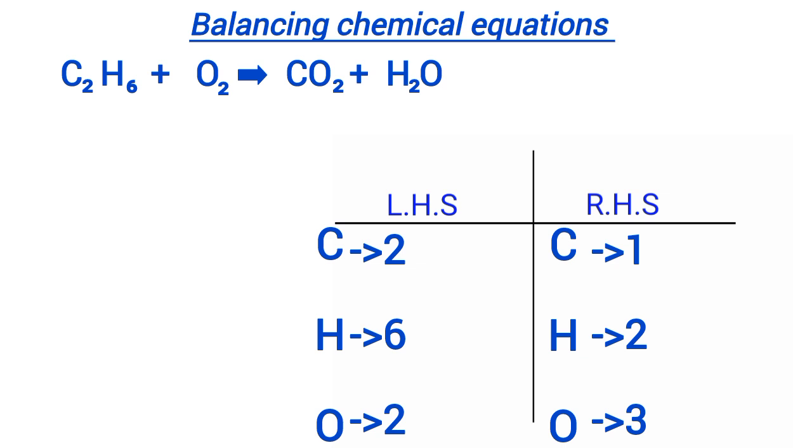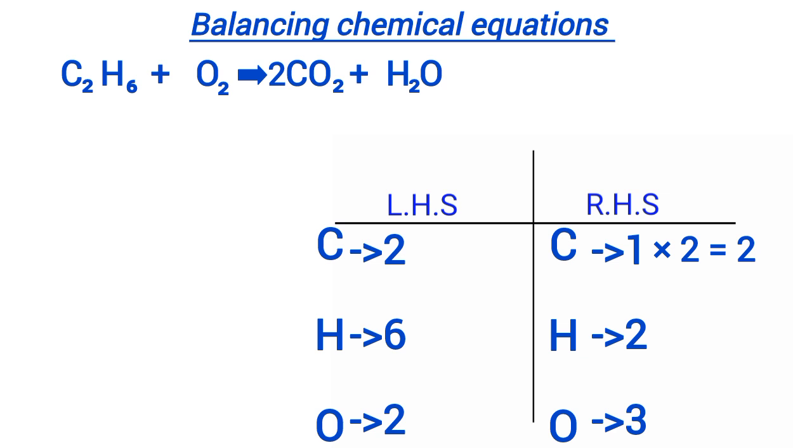Remember, it is best to leave hydrogen and oxygen for the last, since they are easiest to adjust. So in this case, we start with carbon. On the left hand side of the equation, we have 2 carbon, and on the right hand side of the equation, we have 1 carbon. So what we want to do is to make sure we also have 2 carbon on the right hand side of the equation. What do we multiply by 1 to get 2? If we multiply 1 by 2, then that gives us 2. So we are going to be placing 2 here.